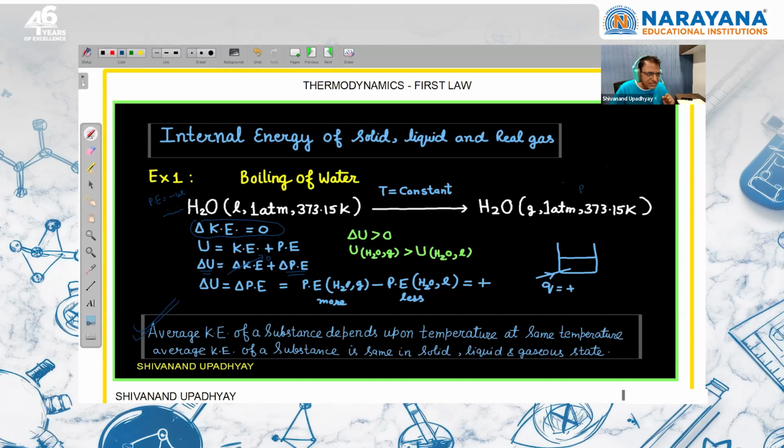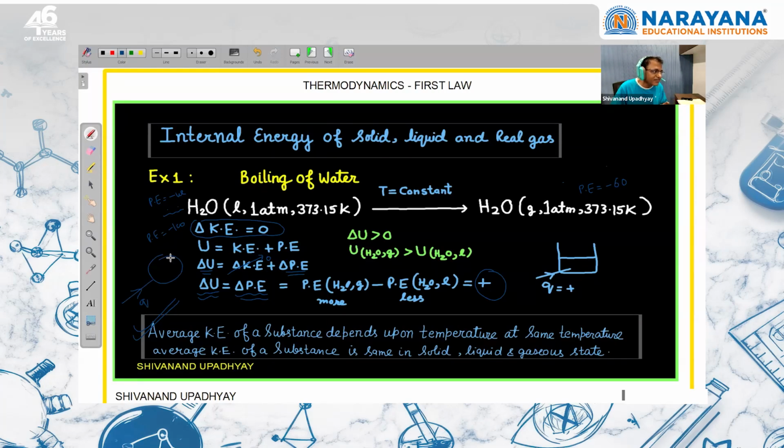Here also force of attraction is there, so potential energy is negative here. But suppose this potential energy is minus 100 units, then this potential energy will be minus, I am writing an arbitrary value, minus 60. So more force of attraction here means potential energy is less, and here potential energy is more. So we can say that the change in internal energy is equal to the change in potential energy, and the change in potential energy is positive, right? You can also understand that we are giving heat energy to the system in order to boil it. If this is the system, I am giving heat energy.